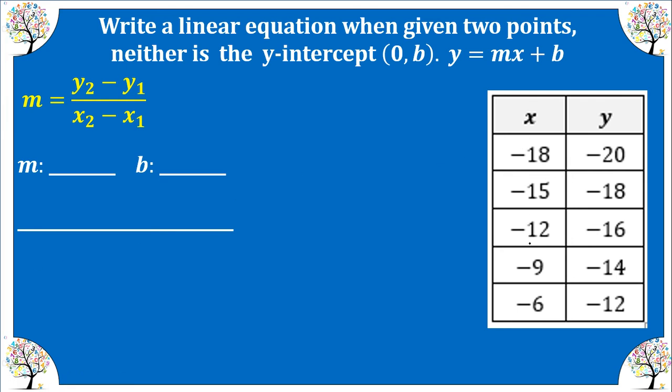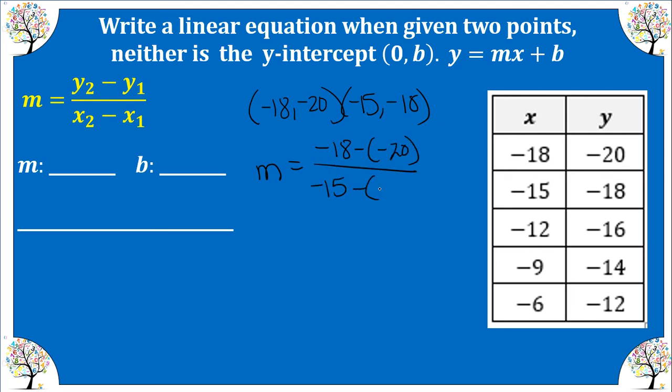I do not have the y-intercept. I don't have where x is 0. I'm going to find slope. y2 minus y1 over x2 minus x1. Keep, change, change. Keep, change, change. y equals 2 over 3x plus b.